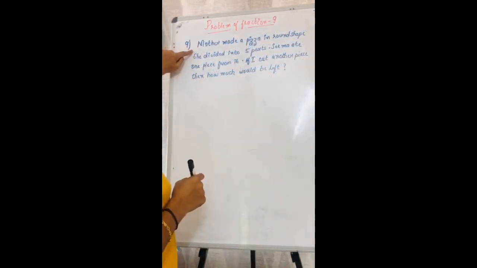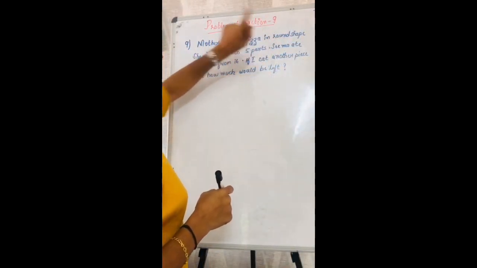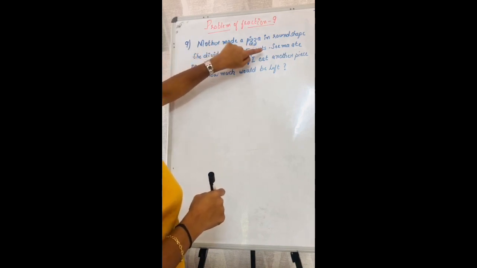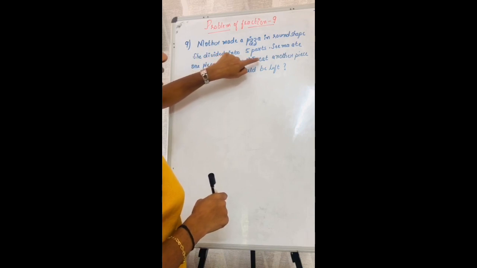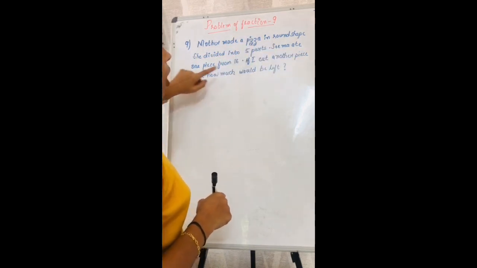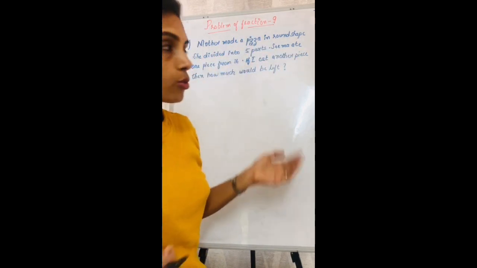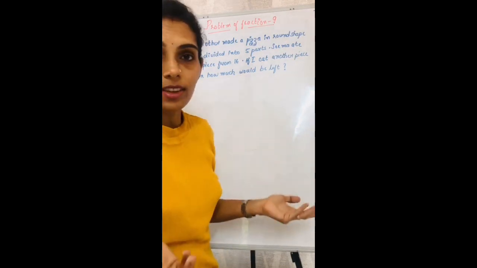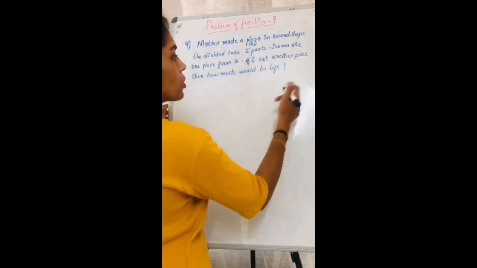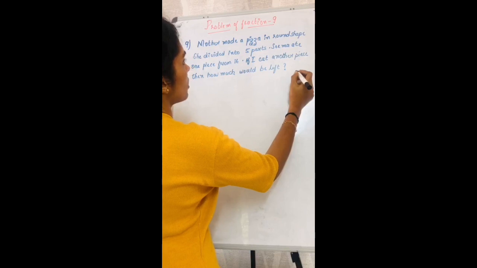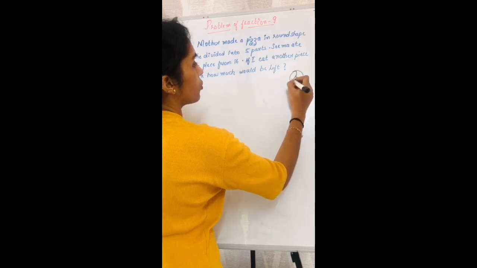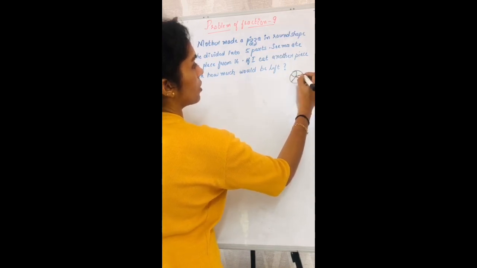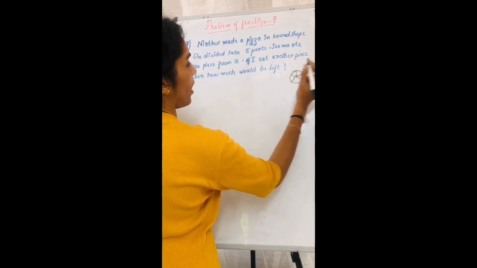So problem 9. Mother made a pizza in round shape. She divided it into 5 parts. Seema ate one piece from it. I ate another piece. Then how much would be left? Of course, when you ask what is left, it's subtraction, right? So utilize your space and picture this problem. Mother made a pizza, so draw a pizza. Divide into 5 parts, right? Okay, 1, 2, 3, 4, 5.